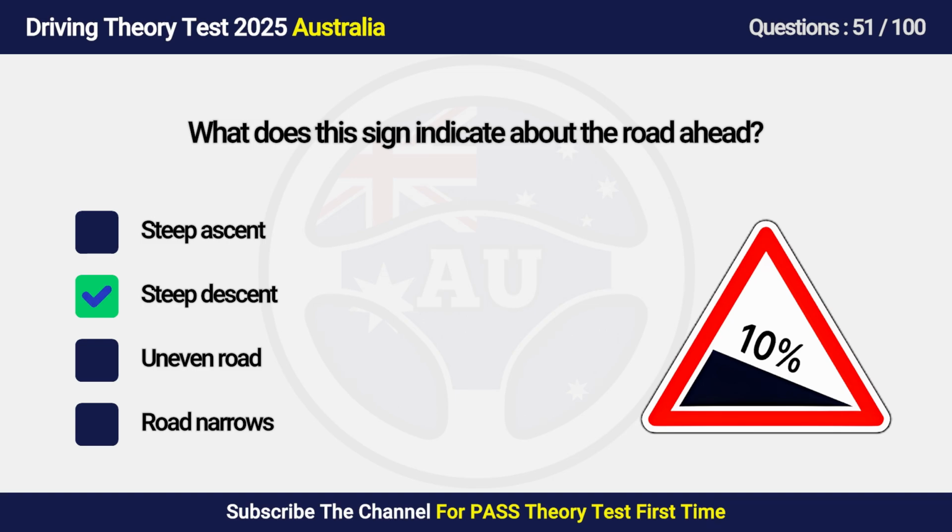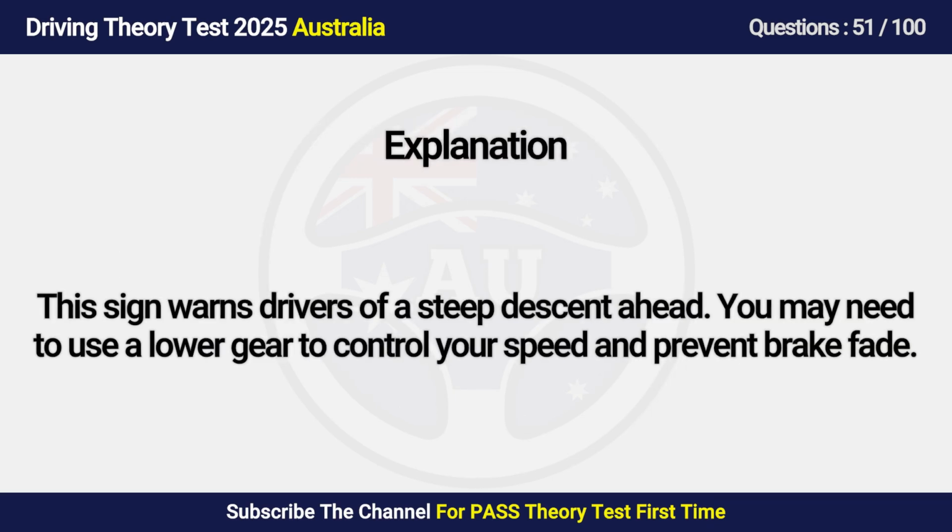Answer is B. Steep descent. This sign warns drivers of a steep descent ahead. You may need to use a lower gear to control your speed and prevent brake fade.